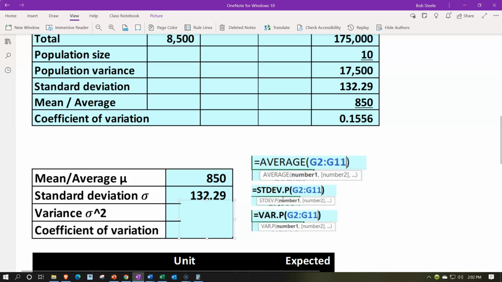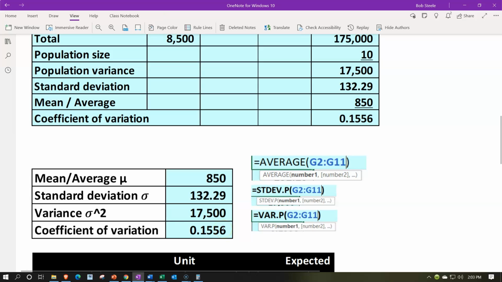If you want more information on statistical differences between population and sample, there's a lot of information out there on those purely mathematical concepts. You can search around on your favorite browser or YouTube to check those out, but that would give us our 132.29, which matches here. And then we have the variance, which we can calculate with VAR.P. Once again, P is population versus S, which would be sample. We're using population here, which would be the 17,500.